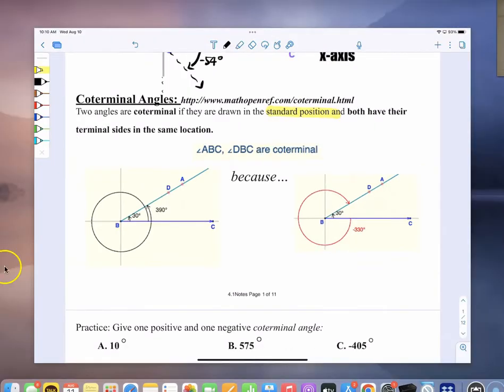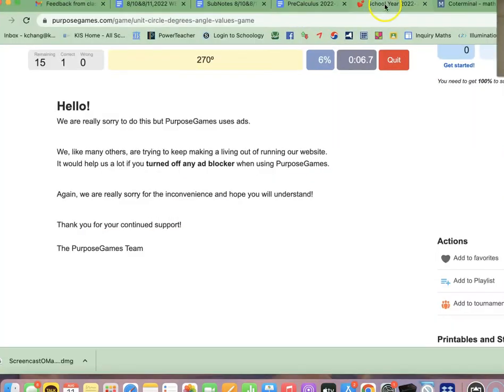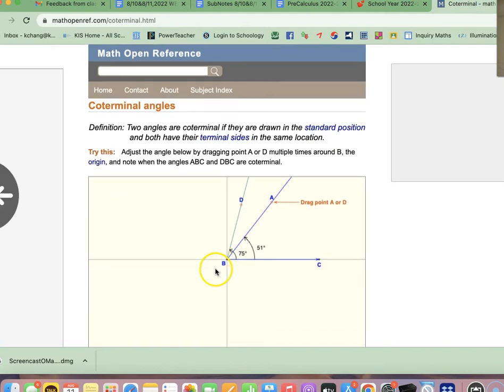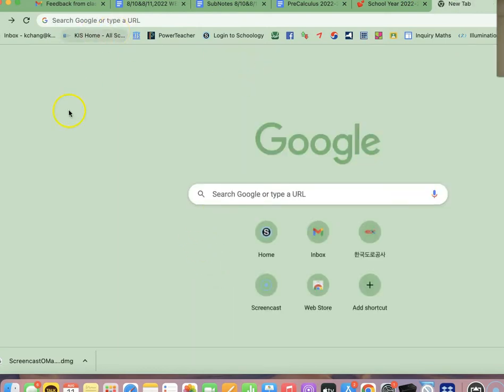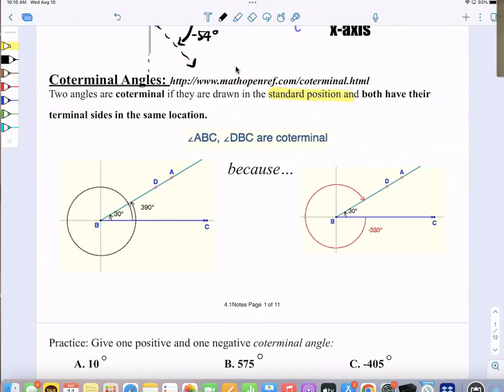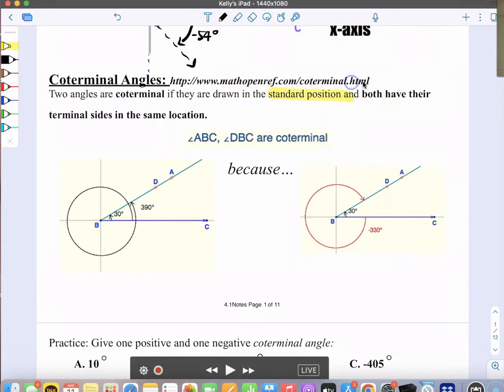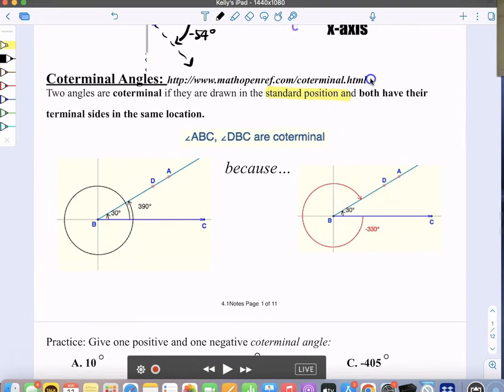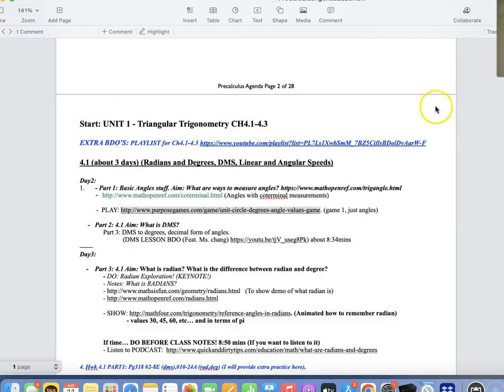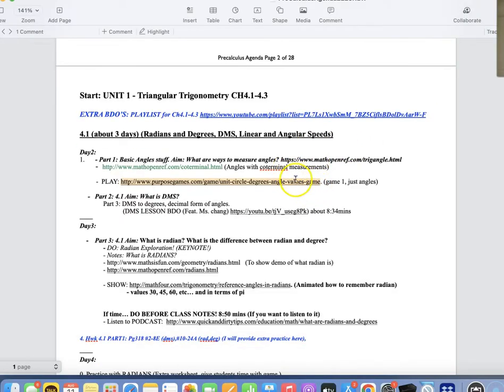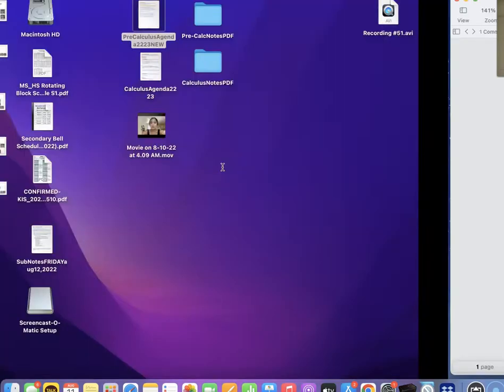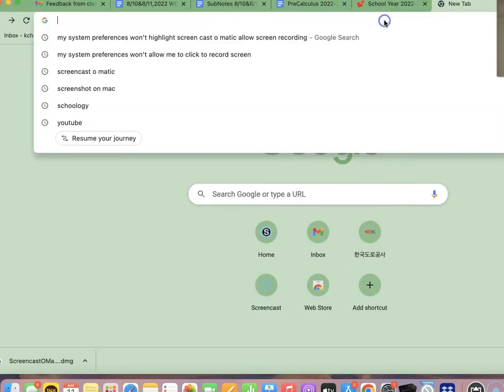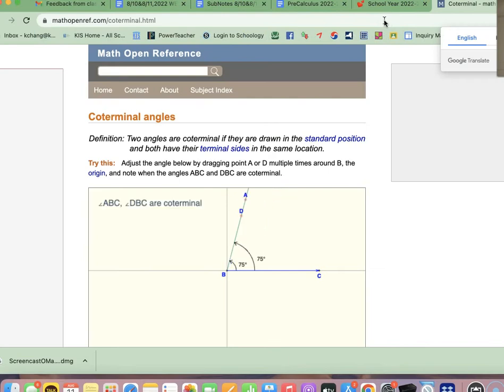So I'm going to show you on a little site that I have here. Coterminal. Oh, coterminal. Go back. Wait one second. Let's go here. Uh-oh, sorry. I'm going to go find it here. Coterminal. Where is it? Let's go here. Yeah, it's kind of like you're on the journey with me, okay? So coterminal angles.